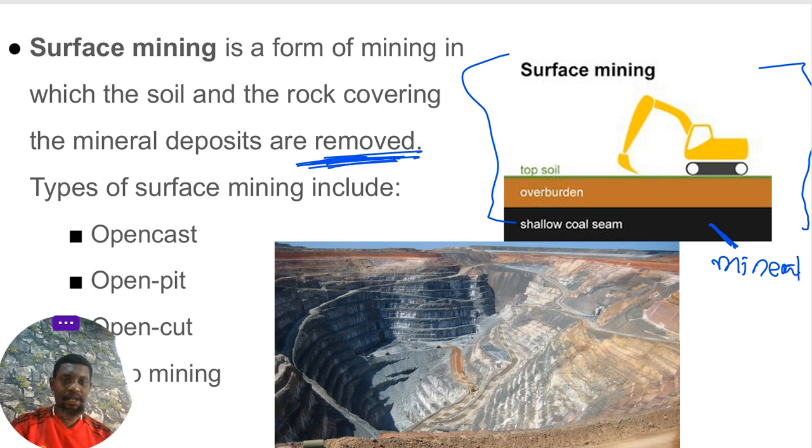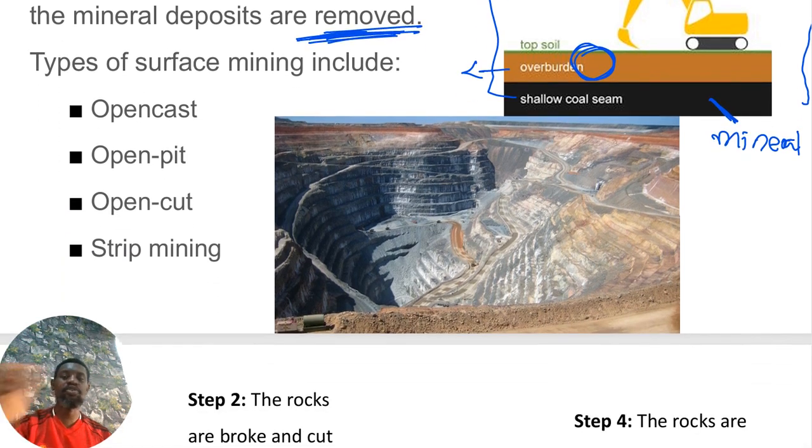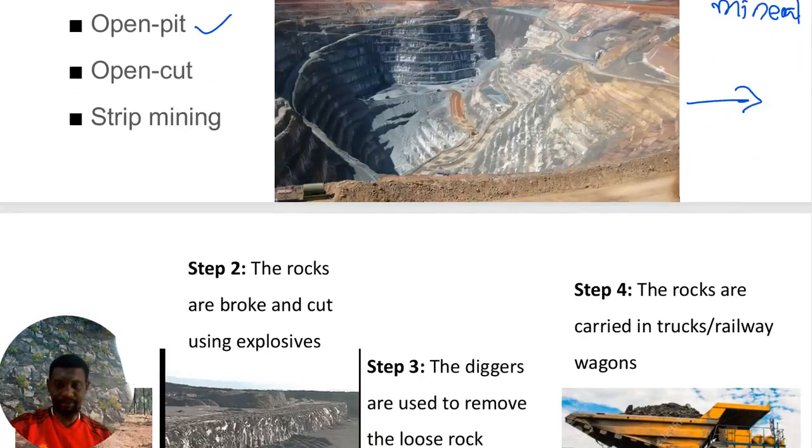However, you have an overburden covering the mineral, and this is the topsoil. It's close to the surface, but to access it, you have to remove this overburden. Then you get in contact with the mineral. Usually this question comes with images. They'll give you an image like this and ask you to identify which type of mining. Obviously you'll know that it's surface mining, so this can be an open cast or an open pit mine.